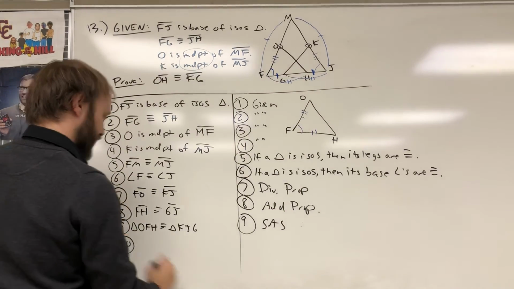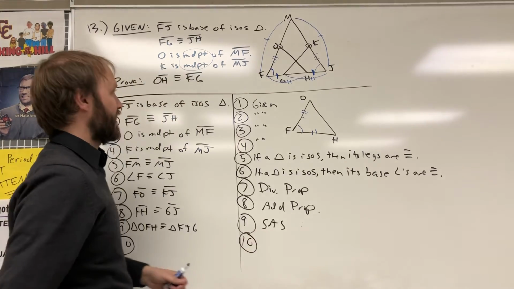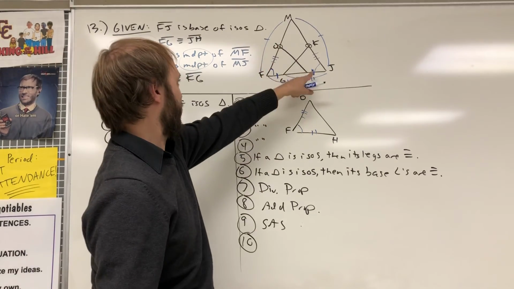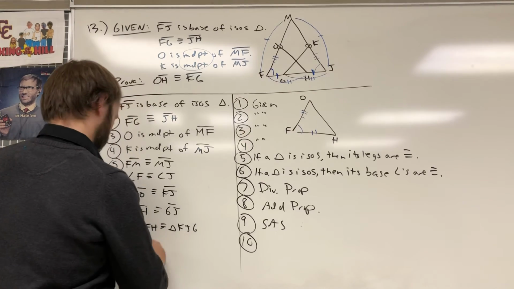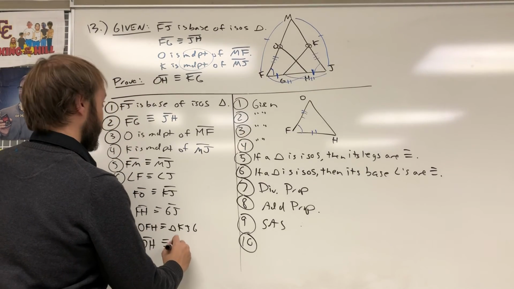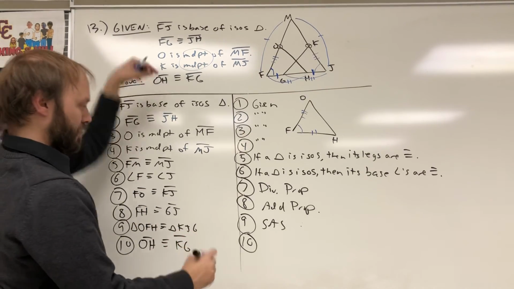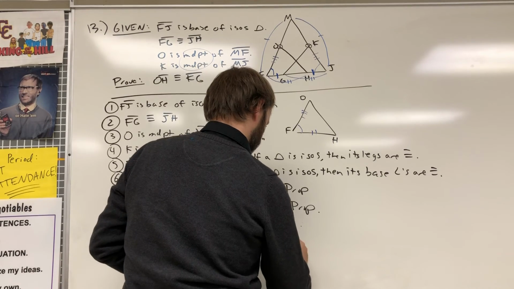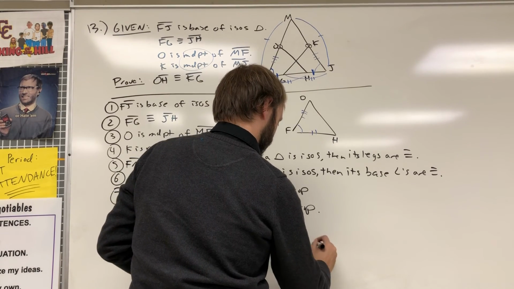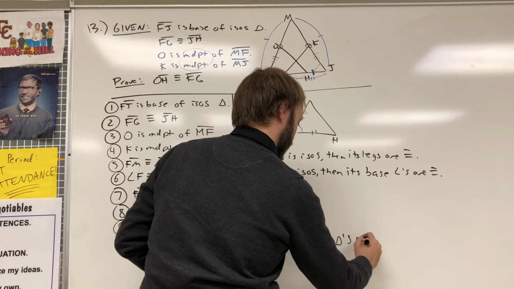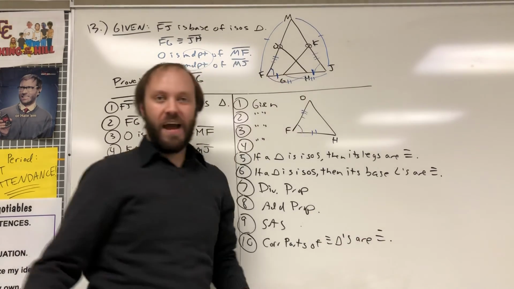And notice that the two segments that I wanted to prove congruent are sides of those two triangles, OH and KG. So OH is congruent to KG. That's what we were trying to prove, and that's because corresponding parts of congruent triangles are congruent. And that's all we need.